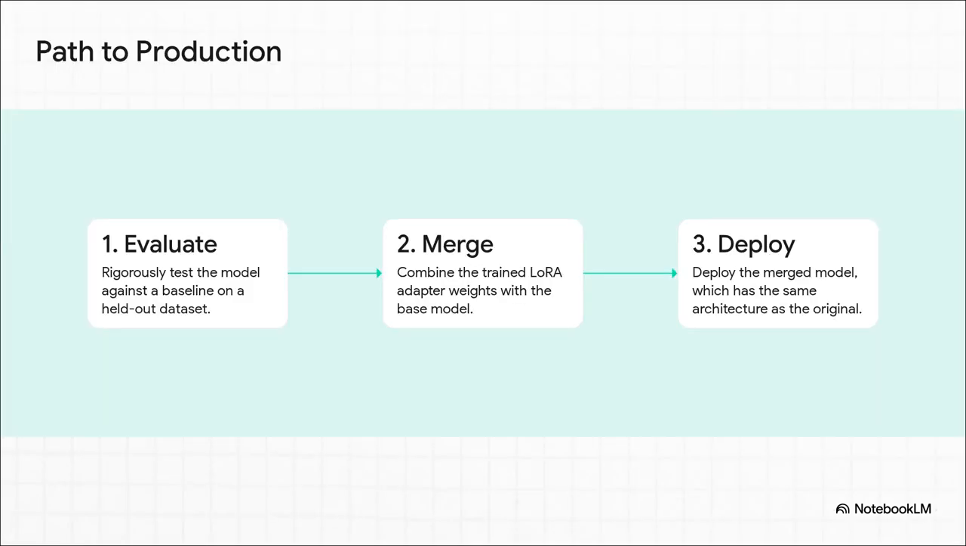Once training is done, our path to production is super straightforward. 3 steps. First, evaluate. We have to prove, with data, that our new model is actually better than the original on a test set it's never seen before. Second, merge. This is a cool step where we bake our trained LoRA adapters right back into the base model weights. And finally, step 3, deploy. Because of that merge step, what we end up with is a single, clean model that's ready to go.